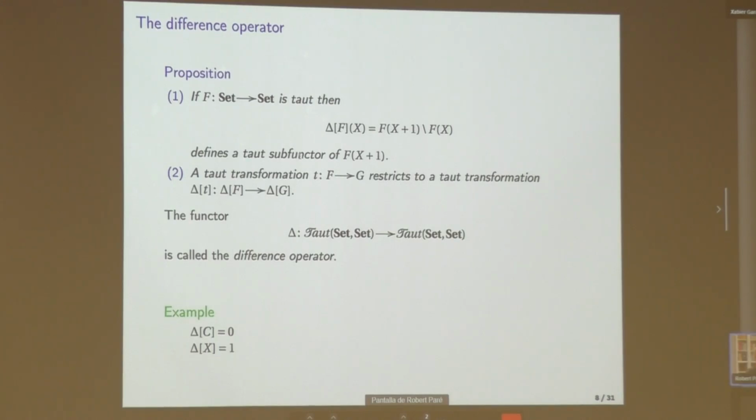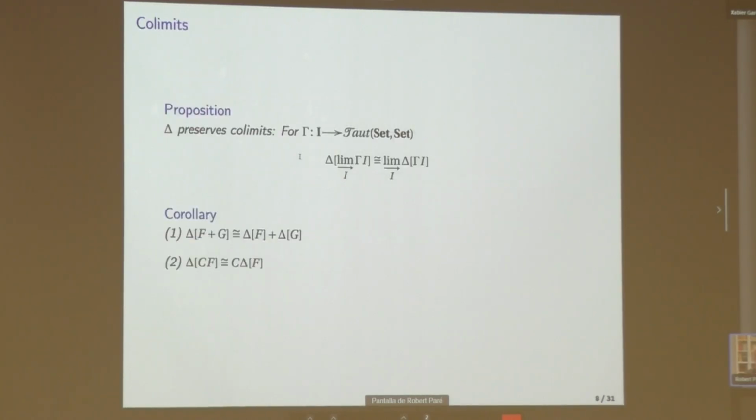And this is the difference operator, and this is what I want to study here. So here are some trivial examples. If you take a constant functor, then of course f of x plus 1 and f of x are the same. You subtract, you get the empty set. And if you take the identity functor, which I'm writing here as x, then delta of x is 1, which is easy to see as well.